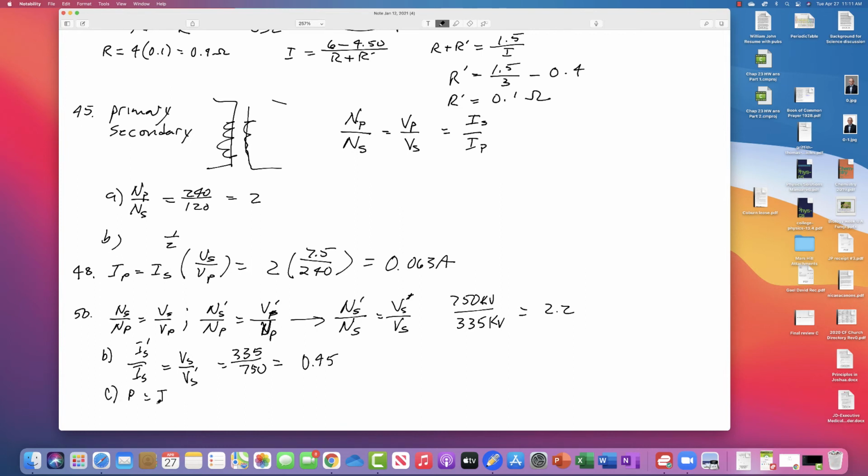P is equal to I squared R. So P prime over P, so the new P over the old P, is going to equal I prime squared over I squared. So it's going to be a squaring of this ratio, which means it's 0.2.